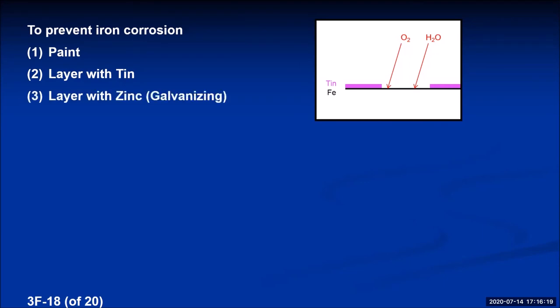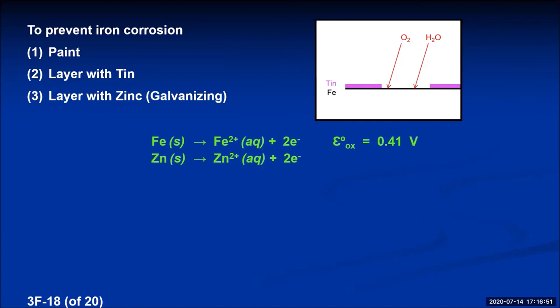The third way you can do it is you can layer the iron with zinc. We call that galvanizing. If you go to Home Depot and you're buying a shovel or something, sometimes the shovels will say they're galvanized. So they're doing essentially the same thing by layering the iron with zinc instead of with tin. But the reason they're doing this is an electrochemical reason. If we look at the oxidation potential for iron, how readily iron gets oxidized, it has an oxidation potential of 0.41. Zinc is a more reactive metal than iron, and zinc's oxidation potential is 0.76.